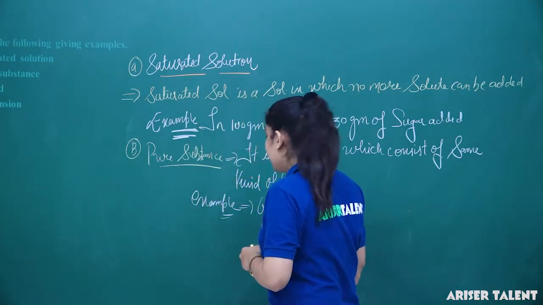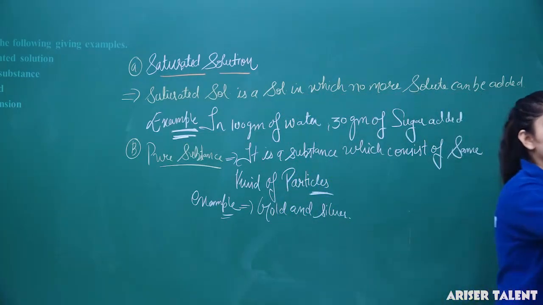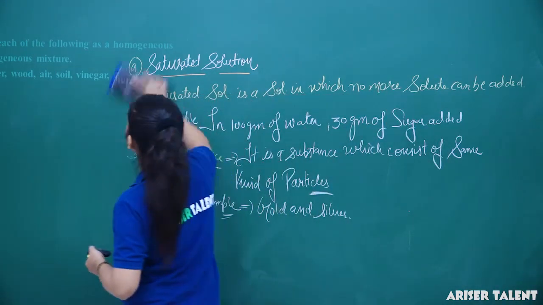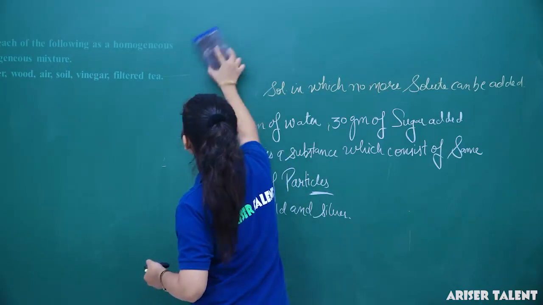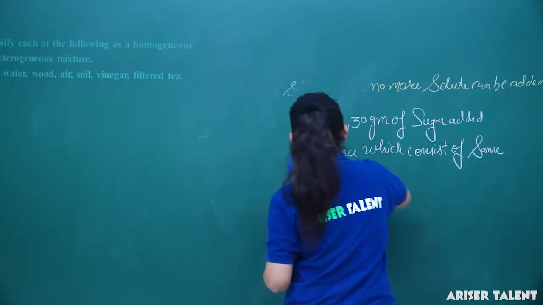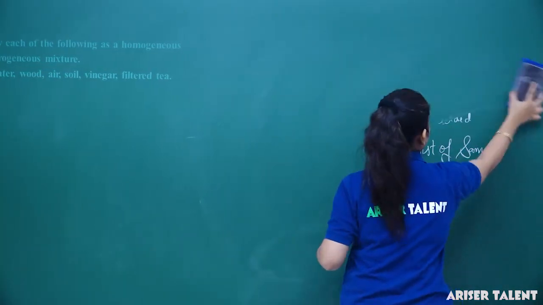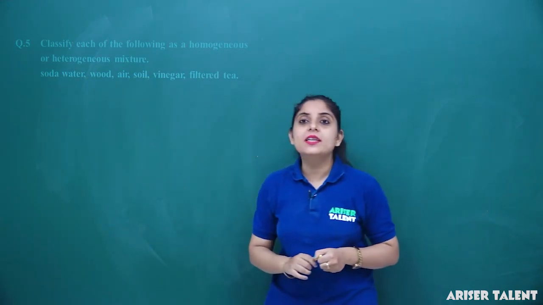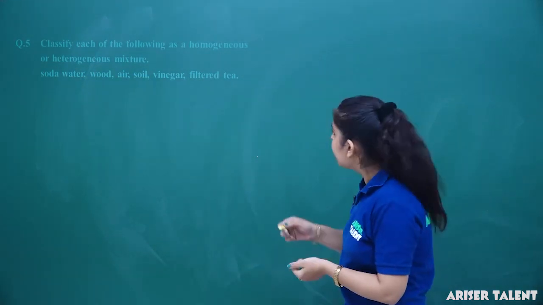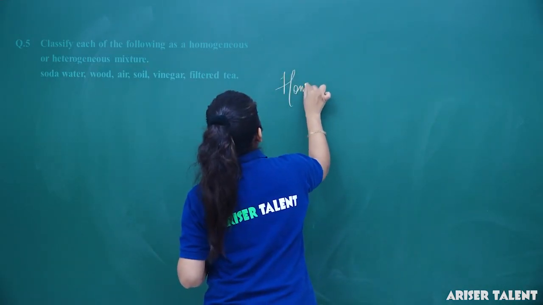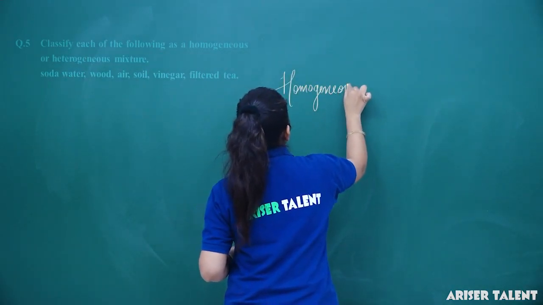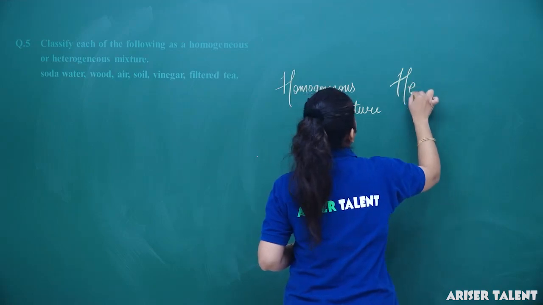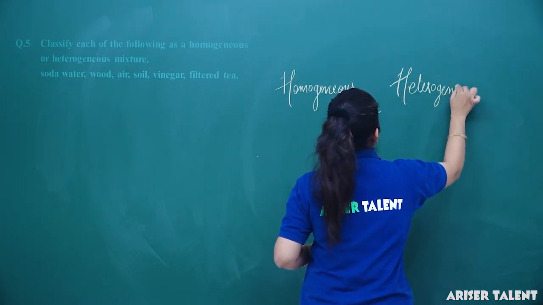So we are proceeding to the next question we have, and the next question in this sequence is question number 5. Classify the following as homogeneous and heterogeneous mixture. So the fifth question is, you have to identify the homogeneous and heterogeneous mixtures among the following. So we are just separating the homogeneous mixtures and heterogeneous mixtures.